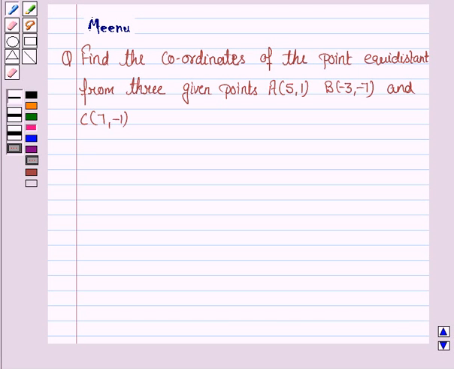Let us discuss the following question. It says, find the coordinates of the point equidistant from the three points A(5, 1), B(-3, -7) and C(7, -1). So we have to find the coordinates of the point which is equidistant from these three given points. Let's now move on to the solution.